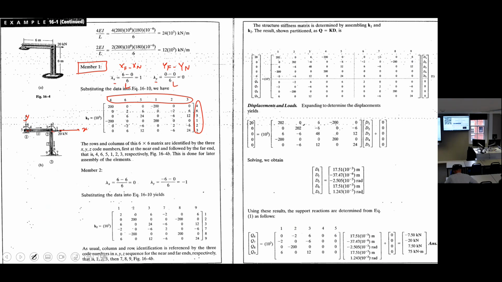We do the same for element number 2. We do exactly the same for element number 2. Number 2 is here.